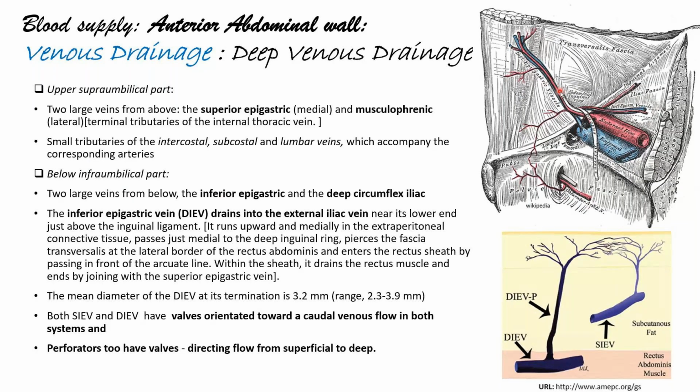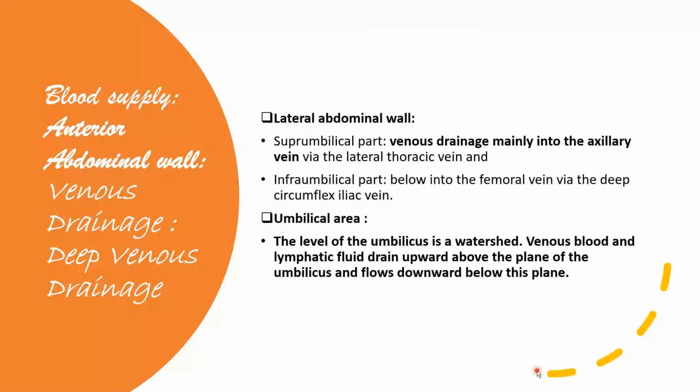And both of them are communicating with the superior and communicating with the superficial. So this is the superficial inferior epigastric, the deep inferior epigastric. See this communication. That's a very, very important part of the communication. And these are the perforators that are there. And this perforator is a valved perforator which is directing flow from the superficial to the deep, as also in the lower limbs, right? Now coming to the lateral abdominal wall, it drains mainly into the axillary vein, and the infraumbilical part drains into the femoral vein.